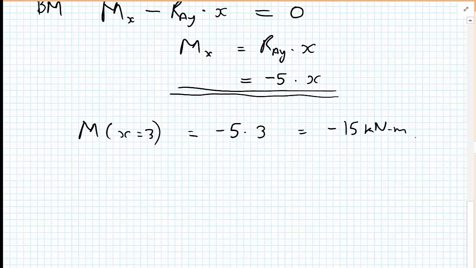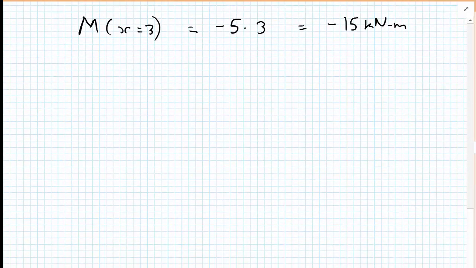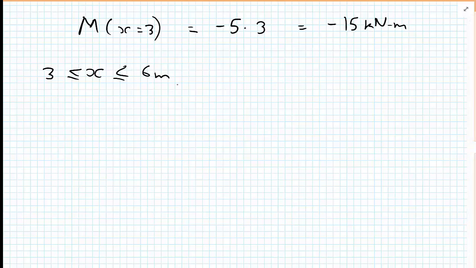So we'll go on now to the right hand side of the beam. For the right hand side, that is where x is between 3 meters and 6 meters. And I'm going to draw the free body diagram, but this time I'm going to draw the free body diagram from the right hand side.